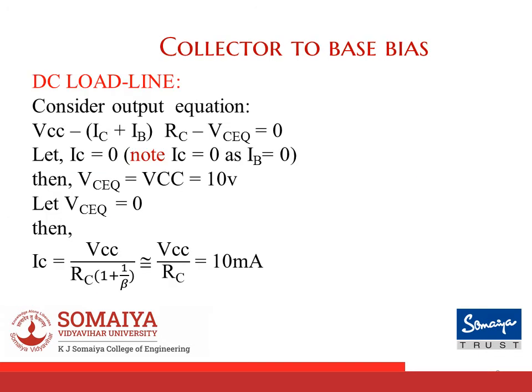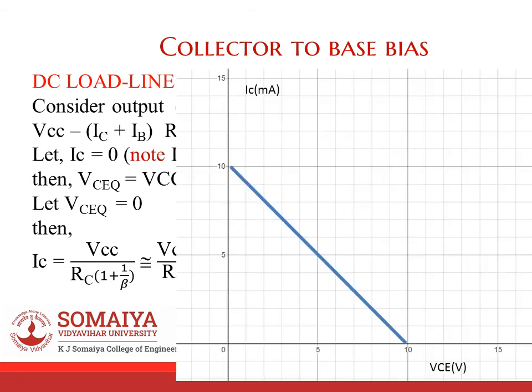Let's also look into the DC load line for collector to base bias. So we'll consider the output equation, which is VCC minus (IC plus IB) into RC minus VCE equals 0. We'll consider two conditions. First, when IC is equal to 0, we'll get VCE equal to VCC, which is 10 volts. Next, when VCE is equal to 0, we'll get IC to be equal to VCC upon RC approximately. You can plot these two values on the graph to get a DC load line.